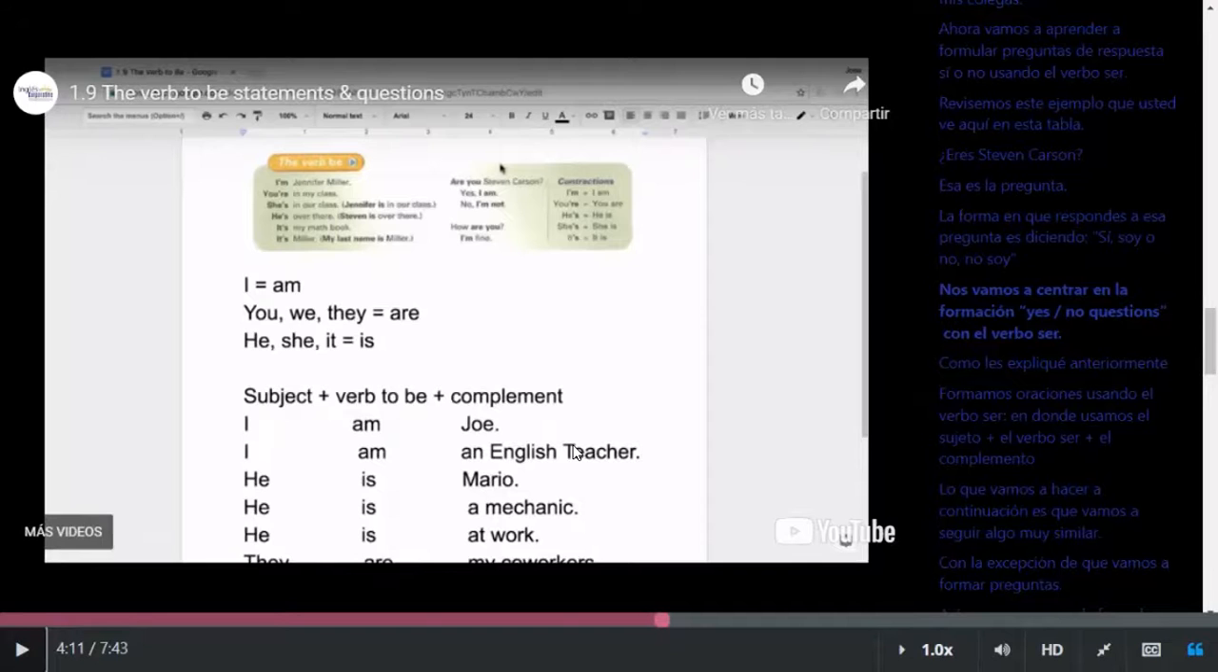Regla en este caso, guys, no se puede contractar cuando es un yes, no question, ok. Ahí usted no puede decir yes, I'm. Ahí no puede decirlo así. Ahí tiene que decirlo completo, ok. Yes, I am. If it's negative, you say no, I am not. No, I am not. I'm not.